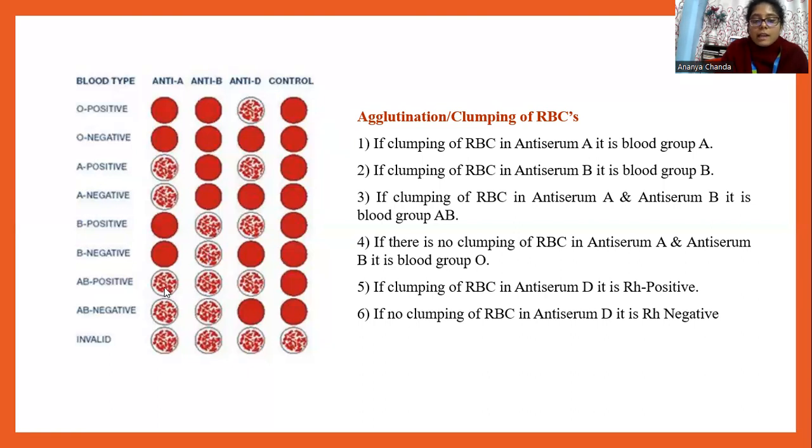Why? As AB has both A and B antigens, both the A and B antigens are reacting with both the anti-A and anti-B antibodies. And for the positive part, the D antigen is present. That's why it is reacting with the D antibody. That's why it is AB positive. Vice versa, there is the AB negative. And this one is invalid. Due to some reason, the result came invalid.